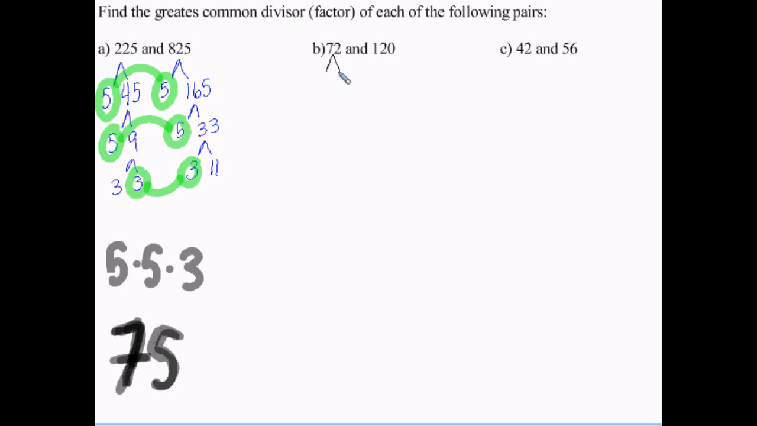72. Yeah, it'll divide by both. And then 6 and 6. And then 3 and 2. Or 3 and 2. It doesn't matter what order you write them in. And then 120, 10, 75.